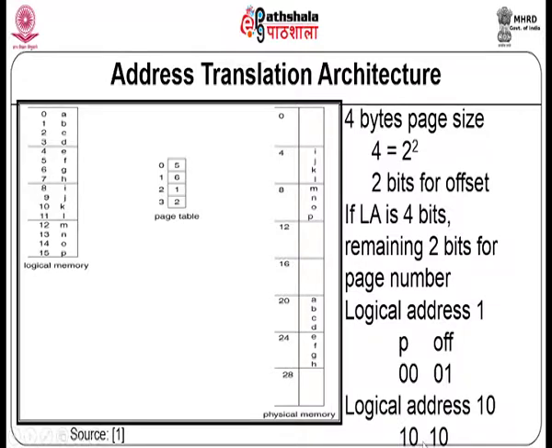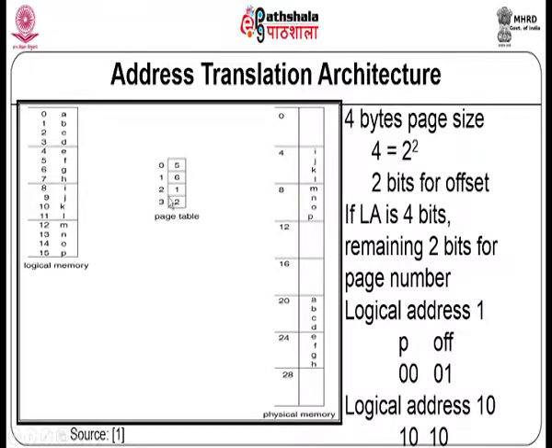And again here this 1010 is divided into 2 bits for the page number and 2 bits for the offset. So, 10 is used as the page number and it is used as an index into this table. So, what is 10? That is 2. Binary 10 corresponds to decimal 2. So, that corresponds to this location 2 and the corresponding frame number is 1.